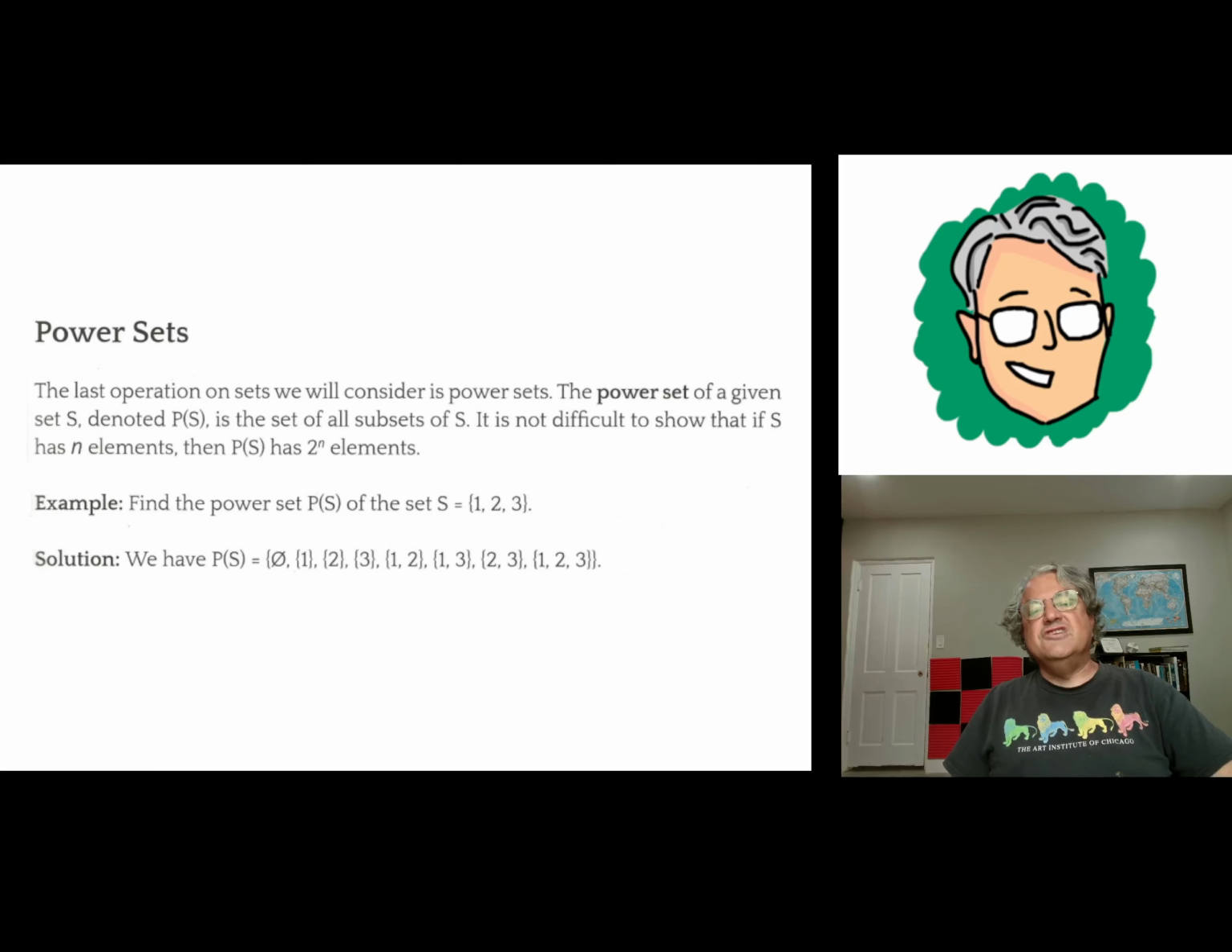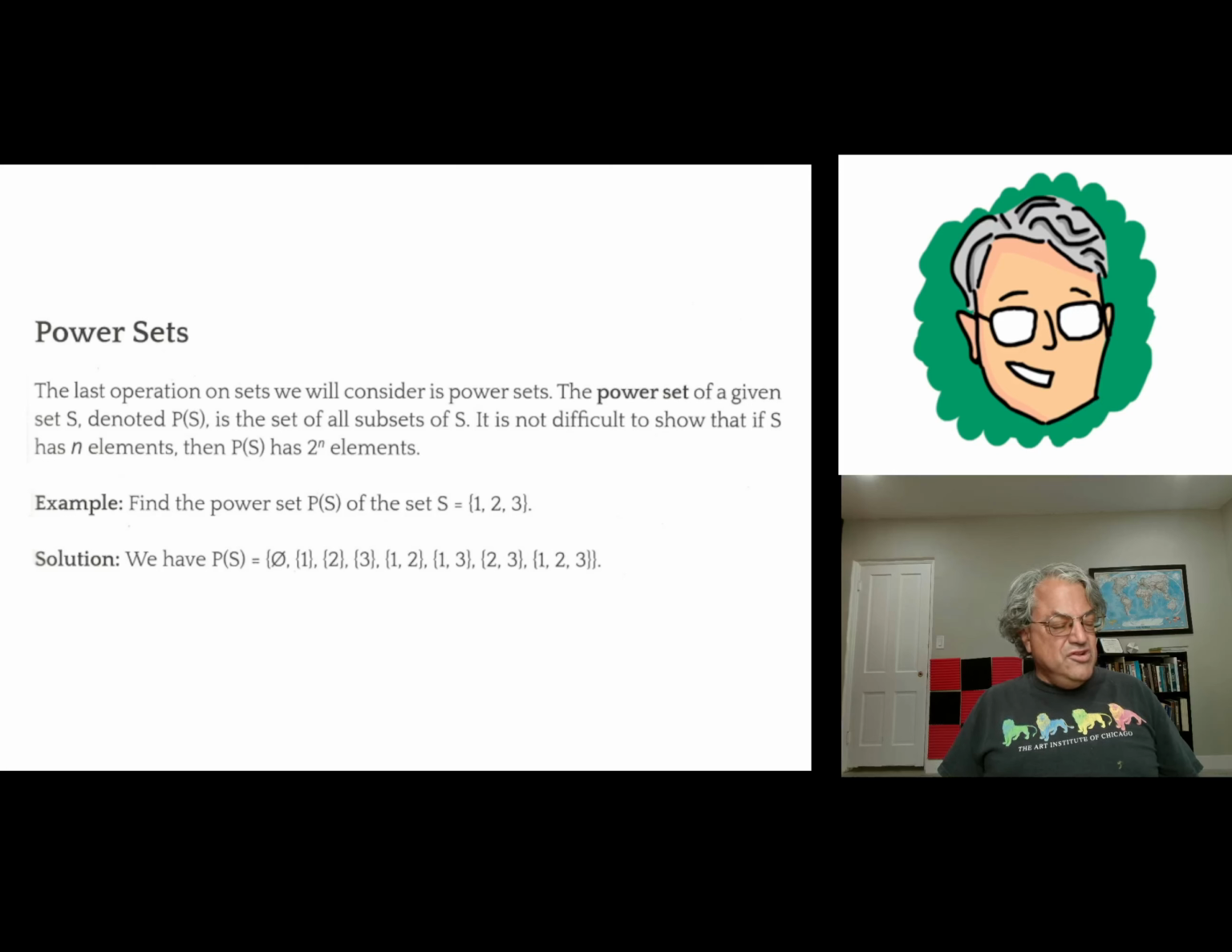So for instance, I give an example here where S is the set {1, 2, 3}. I think you can see what the subsets of S are. I list them all here. The smallest is the empty set. And I should point out the empty set is a subset of every set, obviously, because the empty set doesn't have any elements, so trivially it is part of every set, if you like.